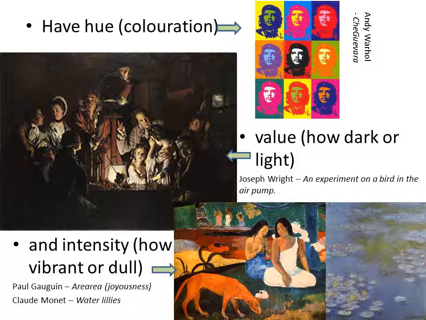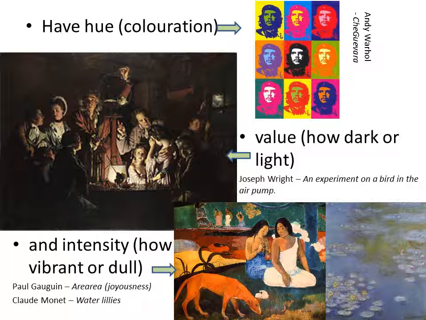Color can have hue, value, and intensity. So looking at the top of the screen at the example of hue, which is just merely the coloration. So we might say it has a red hue or a green hue. It's what color has been chosen. Andy Warhol is an artist who plays with coloration or hues magnificently to create vibrant artworks.